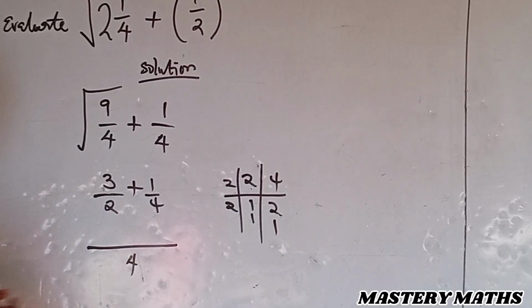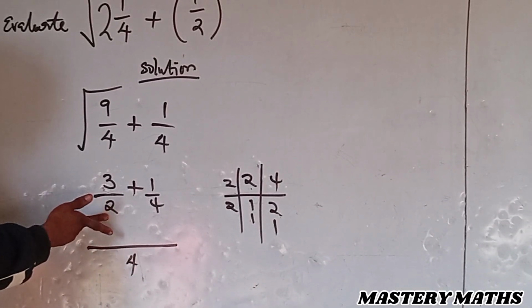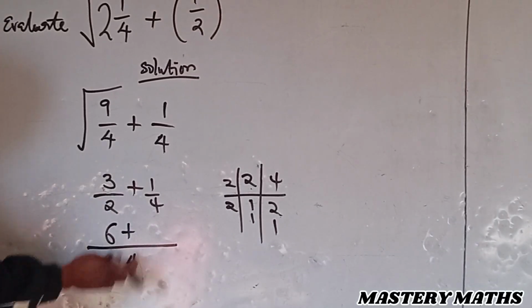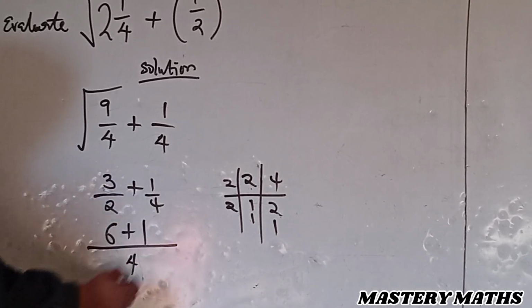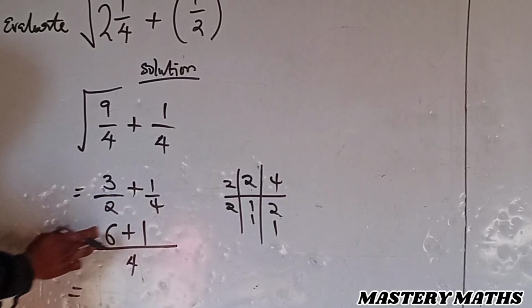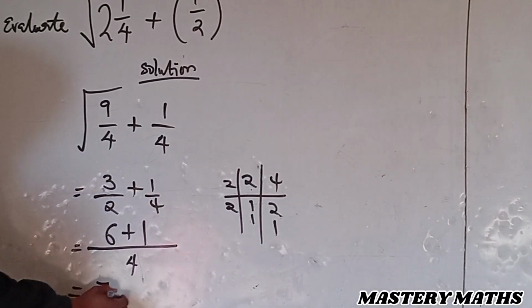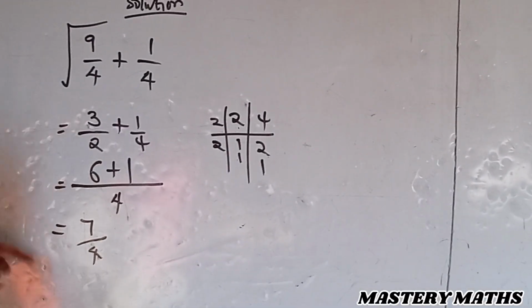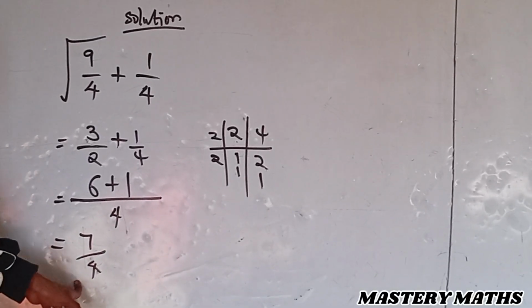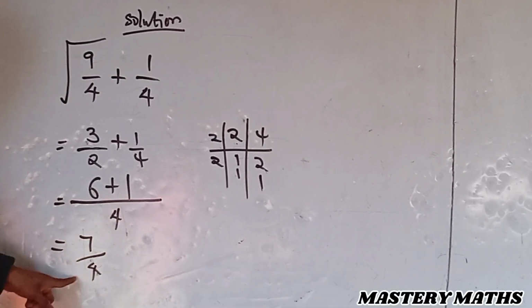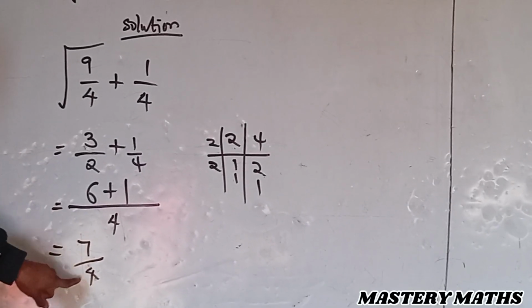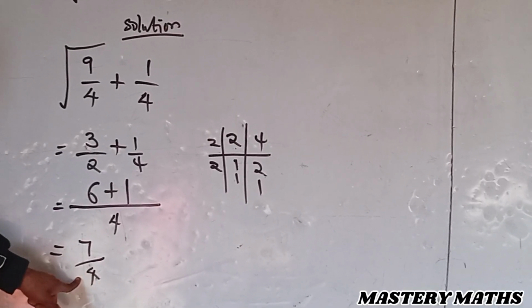Now let's divide. You say your 4 into 2 is 2. 2 times 3 is 6. Plus your 4 into 4 is 1. 1 times 1 is 1. Seen it? Now what should be the next thing? You have 6 plus 1 will give us 7 over 4. Now this is an improper fraction. You don't leave your answer in improper fraction. We change it to a mixed number, or you can leave it as a decimal. But let's change this to a mixed number.